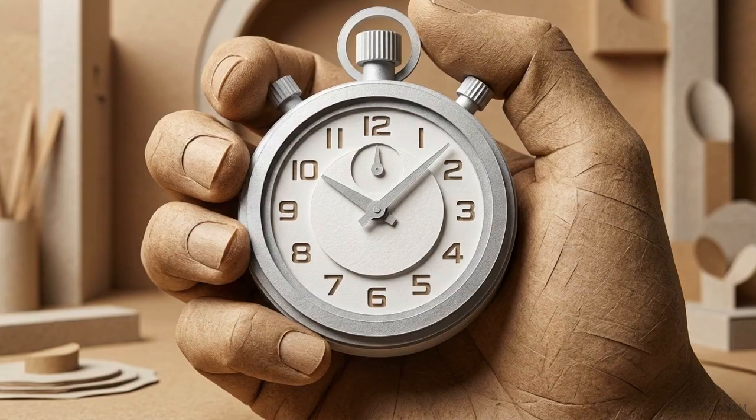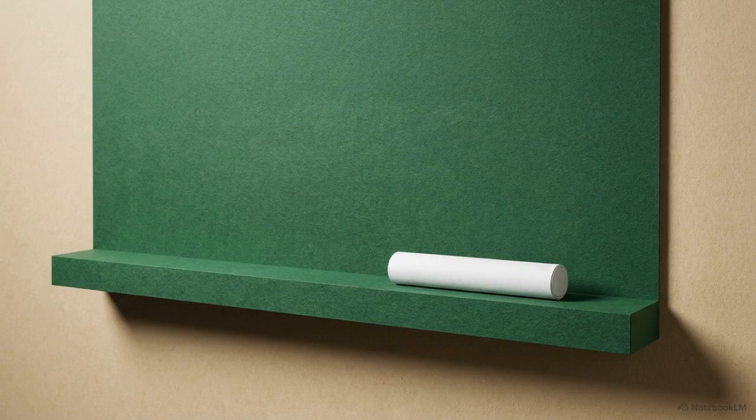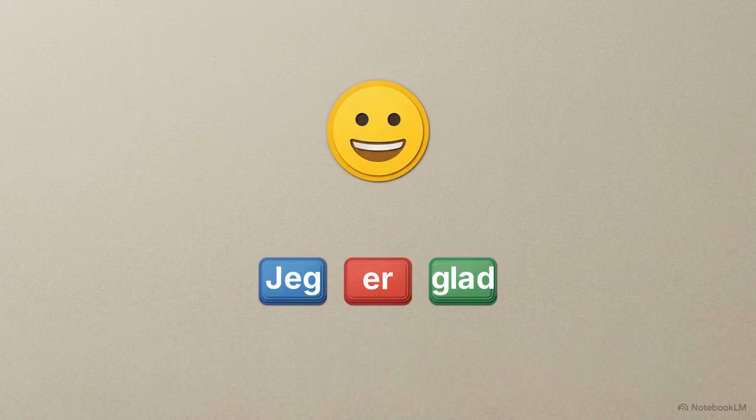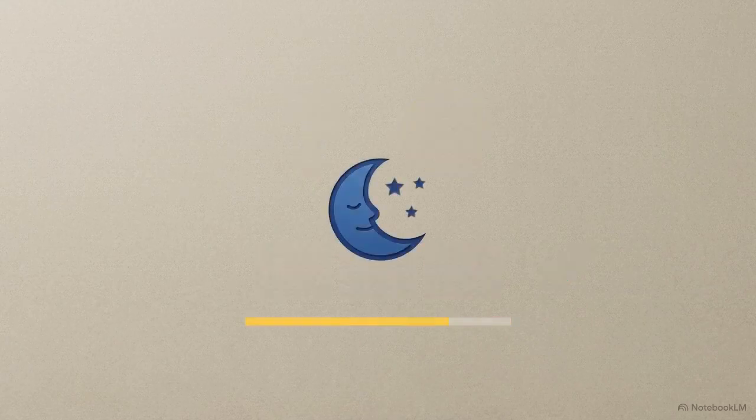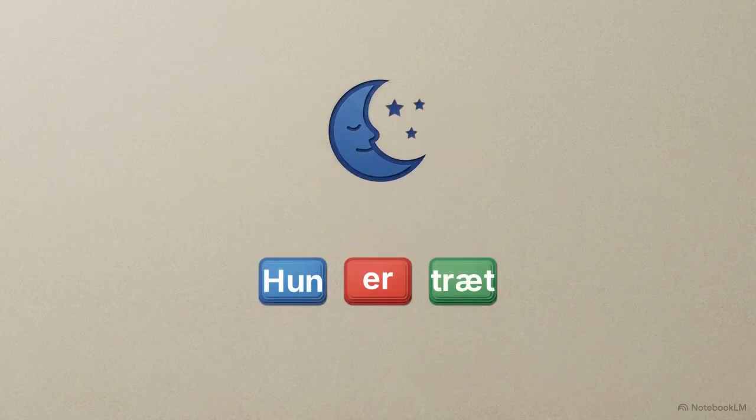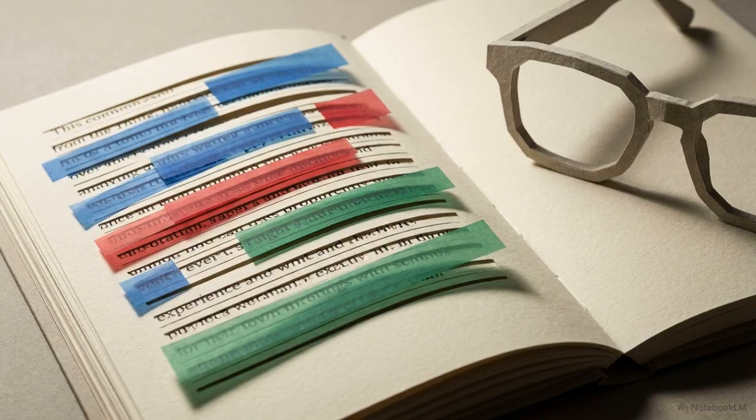Let's test how quickly you can assemble these structures. I'll give you a prompt and you'll have 3 seconds to translate it. First one, I am happy. That would be jeg er glad. Now let's try a question from Danish to English. Er du glad? That's are you happy? And for our final phrase, hun er træt. She is tired. Being able to recall these structures quickly indicates that you are starting to internalize the core mechanics of the language.